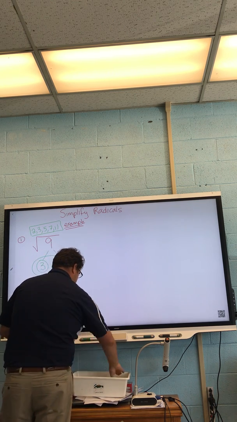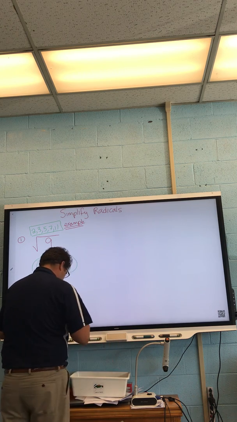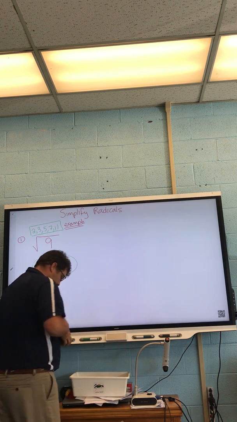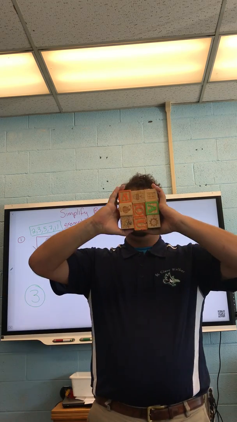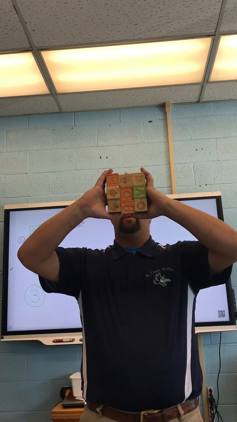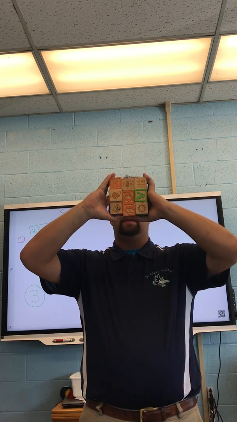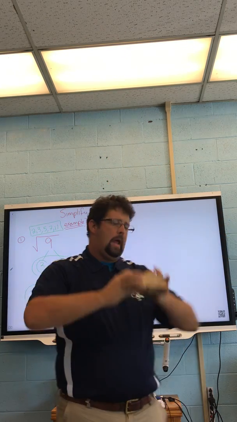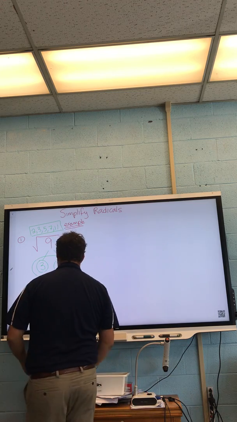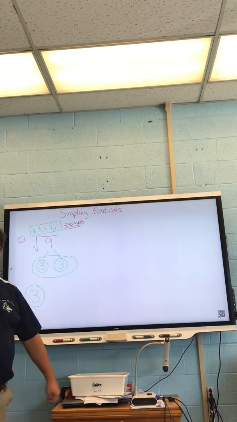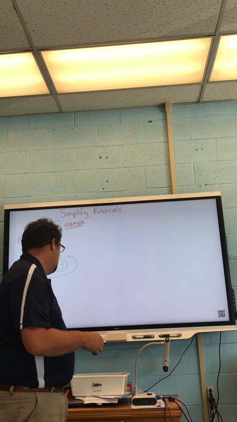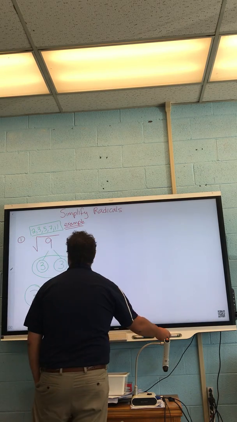Let's look at the 9 differently. 9 as a square root is perfect. It is a perfect square. I have 1, 2, 3, 4, 5, 6, 7, 8, 9 blocks here, and it makes a perfect square. That's why it became 3. They're not all going to be perfect like that. I wanted to start you with a perfect one and then work my way up.